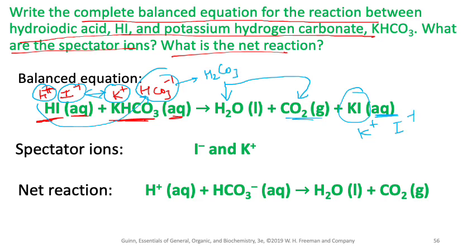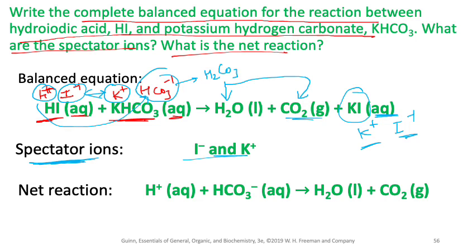So that means the K plus and I negative don't actually react with each other. They are present before the reaction in ionic form, and after the reaction they are still in the same form. The chemical composition doesn't change. That means they are just there as spectator ions.